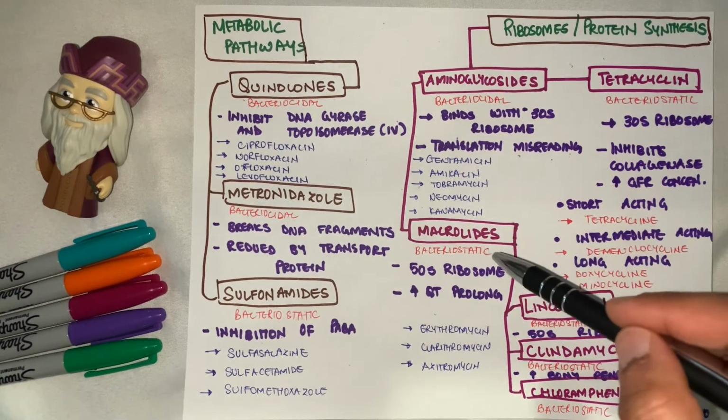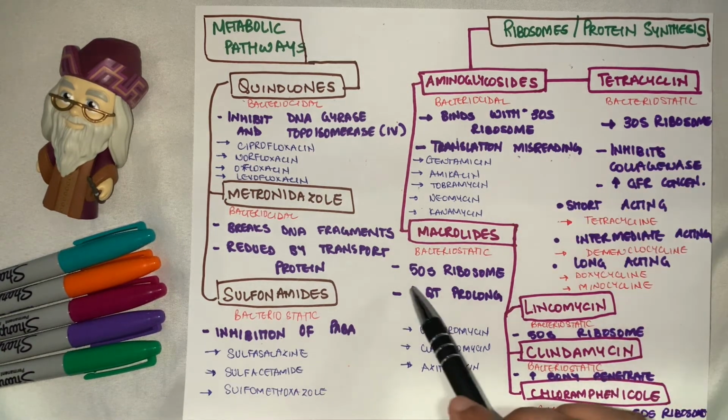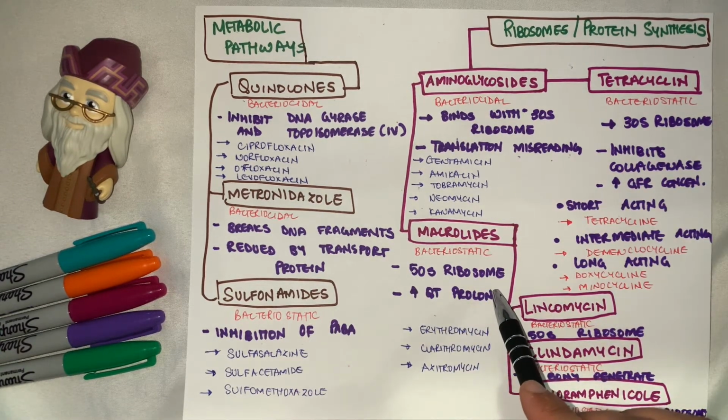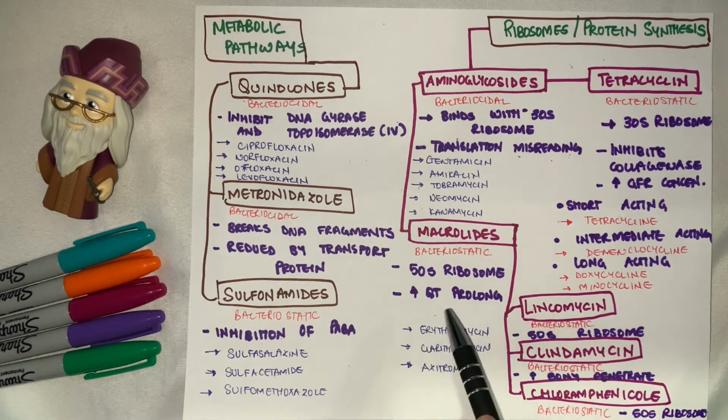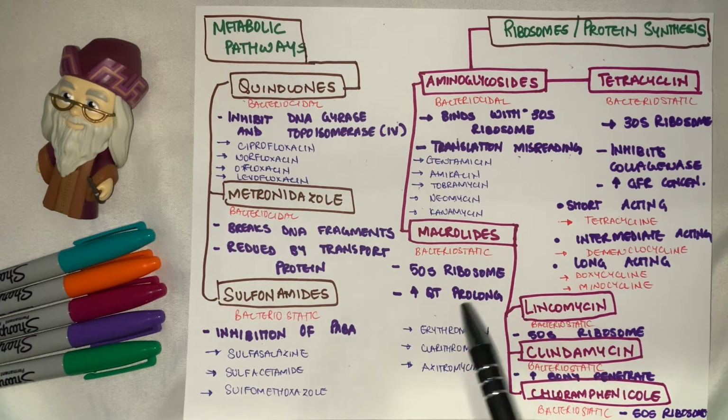Now, what about bacteriostatic macrolides? Well, macrolides, they are known to bind to 50S ribosome units. They cause an increase in QT prolongation. Now, that's a concept on its own. Let's get to that in a minute.